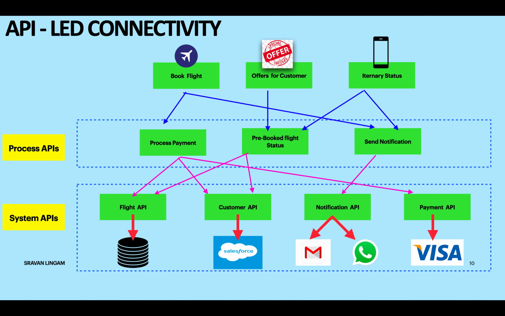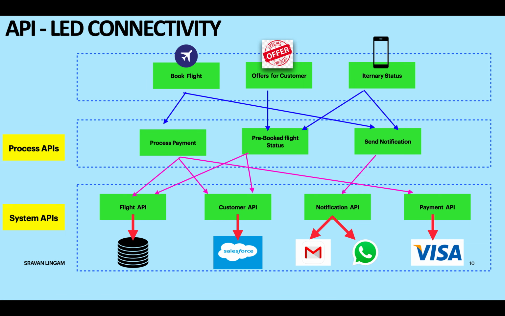And for itinerary status, you just need to see what is the previous flight you have booked and send the notification. That's it. And all these top layers are called experience APIs. So it might be difficult for you to understand, but try to understand in an easier manner.